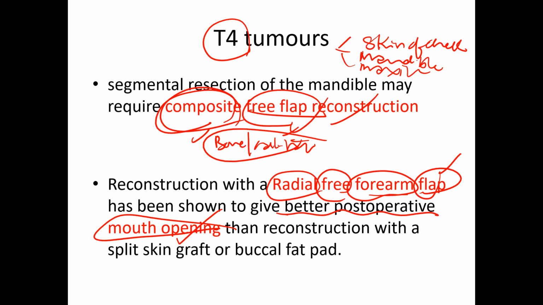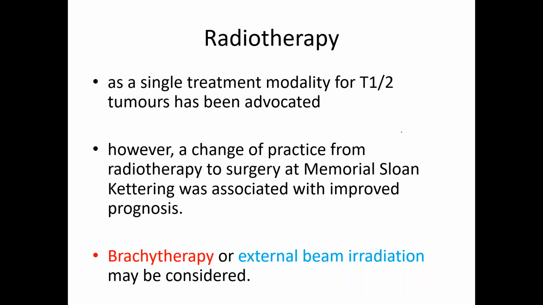Mouth opening is better with a radial forearm flap than with a split skin graft or buccal pad. The others give less opening, so the radial free forearm flap is better for this. Now, radiotherapy: what would you do? In T1 and T2 you can go for single modality; radiotherapy alone is enough in some selected tumors.